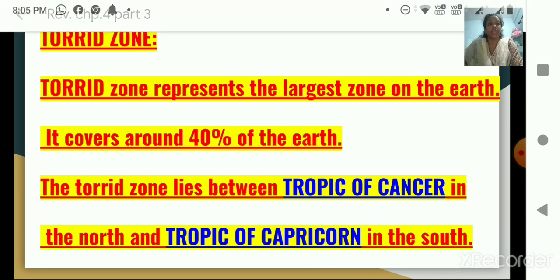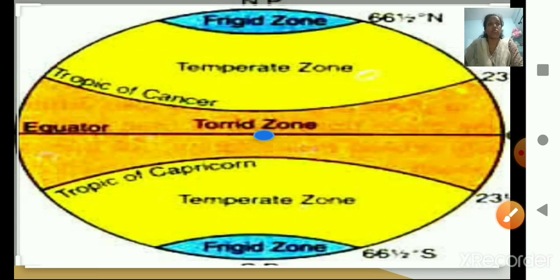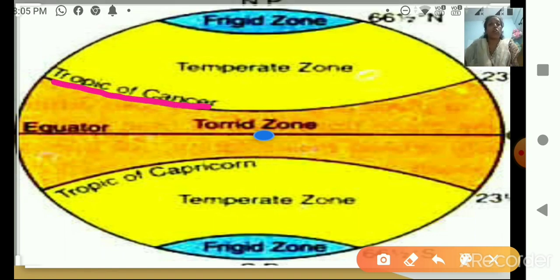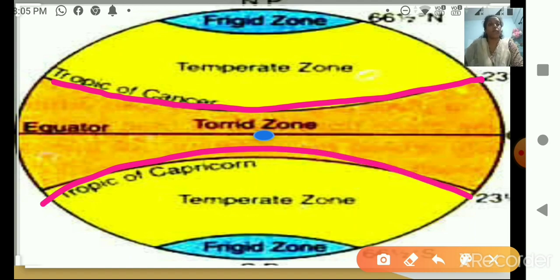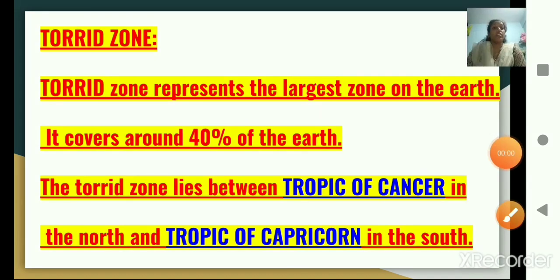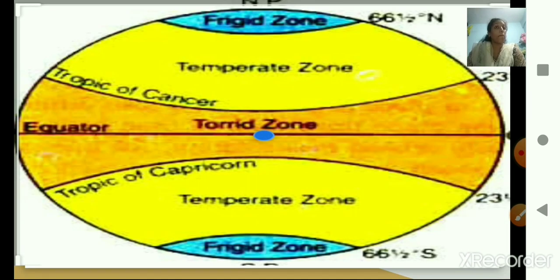Let us see the diagram. See children, the torrid zone lies between the Tropic of Cancer in the north and the Tropic of Capricorn in the south. The word torrid means extremely hot. As it lies near the equator, this zone receives maximum heat. Okay, it is hot throughout the year.